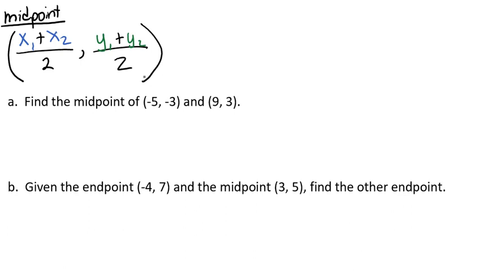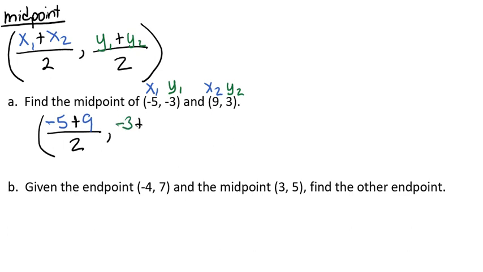So let's look at our first example here. We're going to find the midpoint of (-5, -3) and (9, 3). Those are going to be our two endpoints. So here's our x1 and here is our x2. Here is our y1 and here is our y2. Let's plug those into our formula. We're going to have -5 plus 9 divided by 2, and then we're going to have -3 plus 3 divided by 2, and that's going to give us the location of our midpoint.